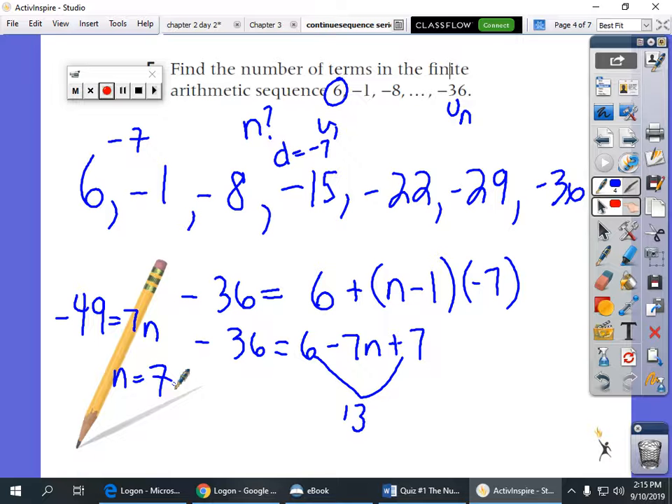Where did I get 49 from? So 6 plus 7 was 13, and then I subtract it. Remember the rule for integers. If the signs are the same, you add and keep the sign.